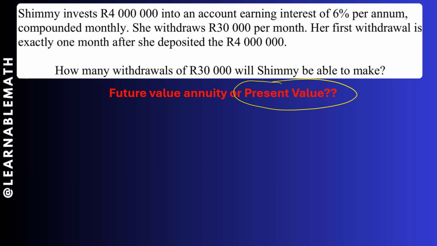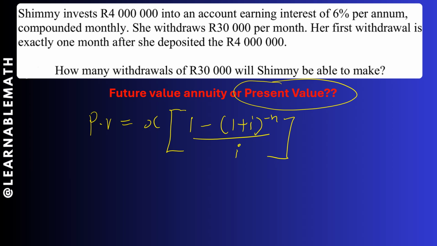So obviously, with withdrawals, we are trying to solve for n. We'll go to the formula of present value. It says PV equals x times (1 minus (1 plus i) to the power of minus n) divided by i. Obviously we are looking for n, how many withdrawals are possible. What is the present value? The present value in this case is this 4 million.